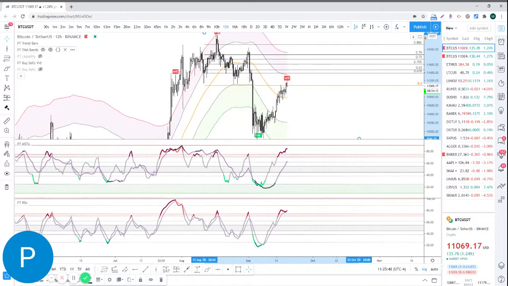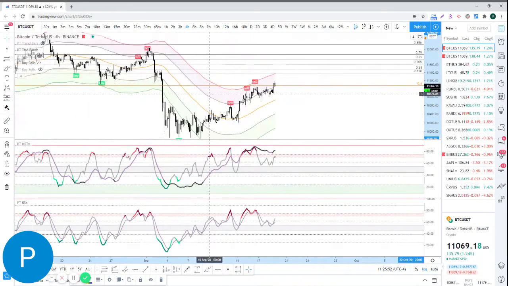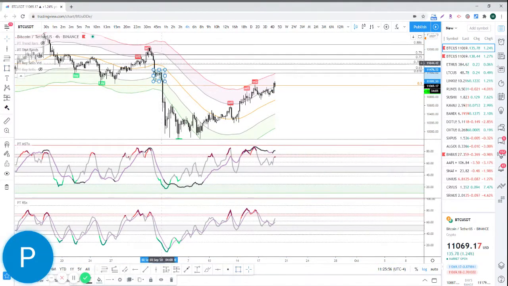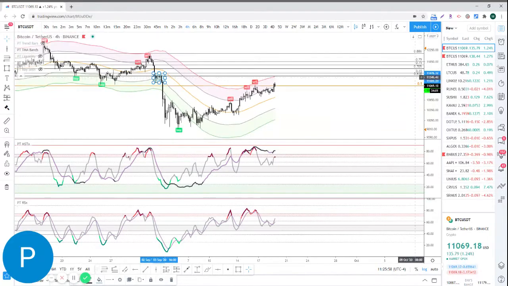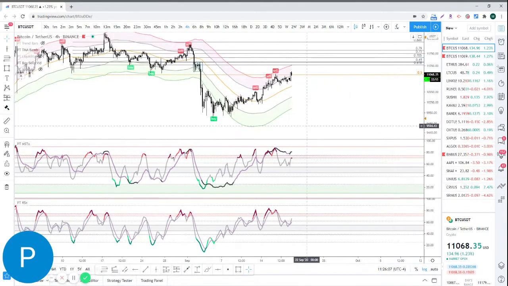I still think we're gonna go tap this right here. This is my swing short. I want to see this get tapped right here. So like 11.4, 11.3, even 11.6. I know you guys are gonna call me crazy, but I do anticipate that we're gonna go somewhere up there.